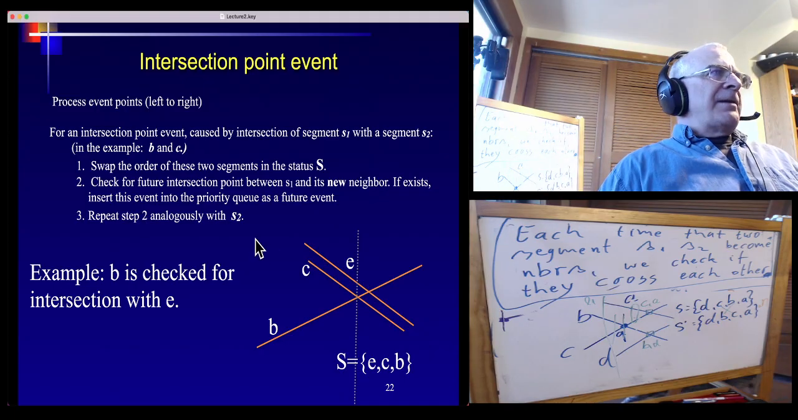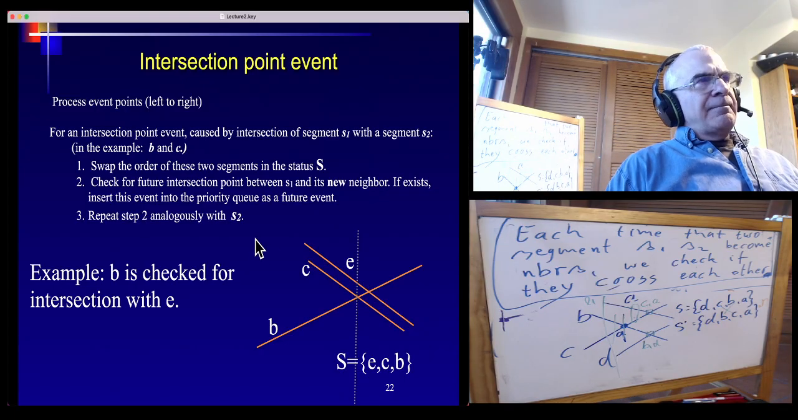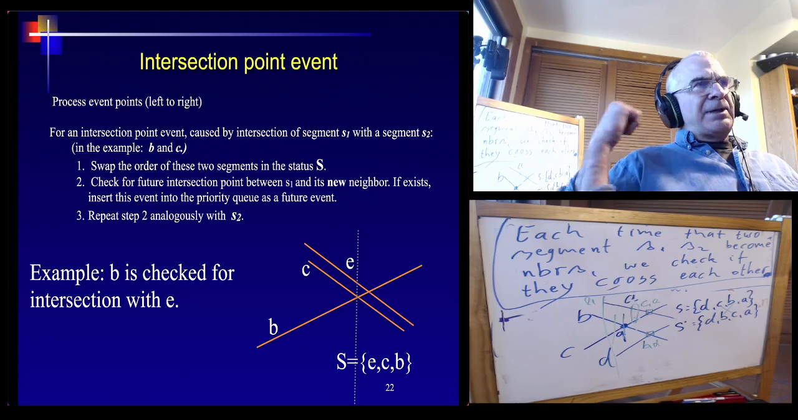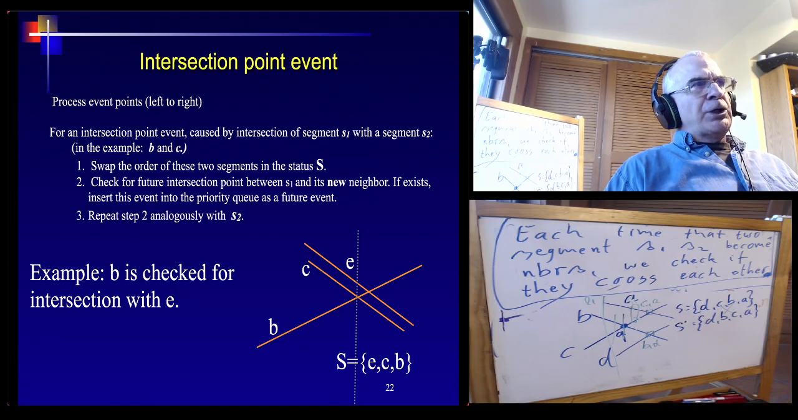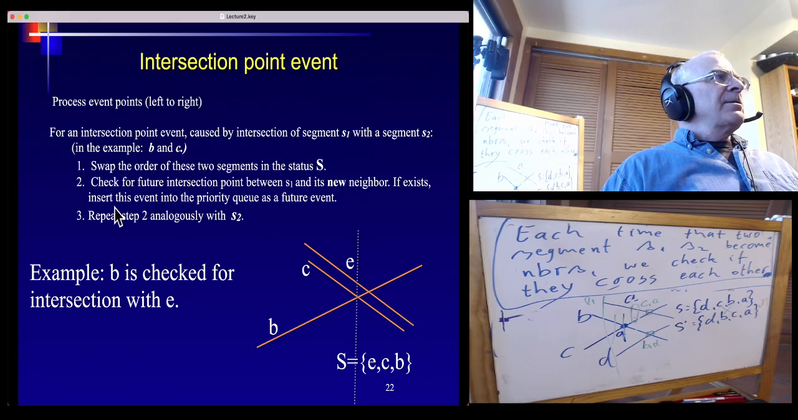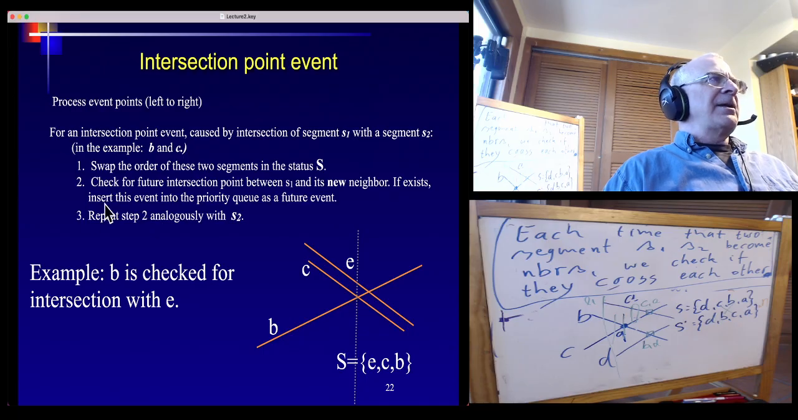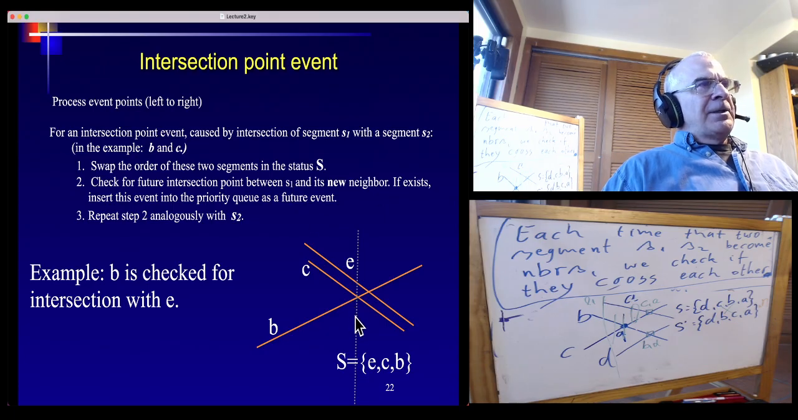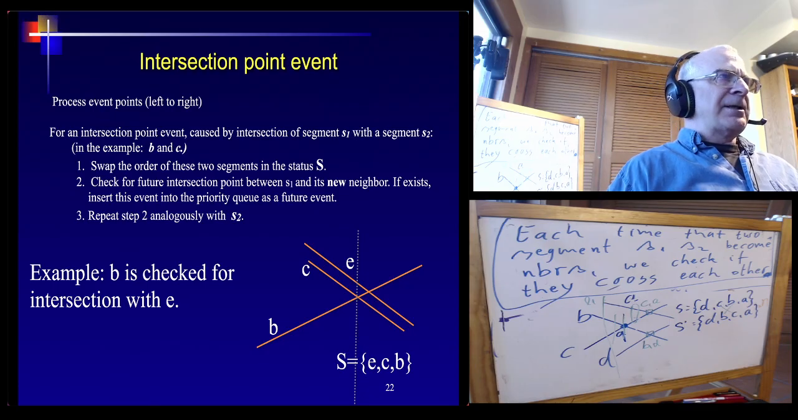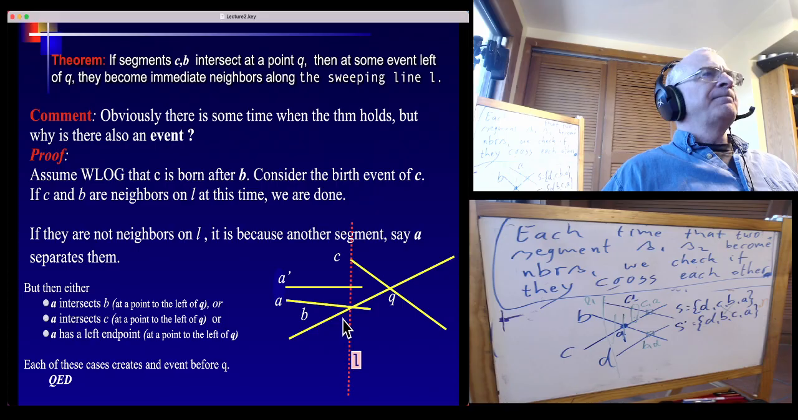And as before, every time that a new neighborhood is appearing, check for an intersection point. If there is an intersection point, place it in the priority queue, if it's a future intersection point. So here, check for future intersection points between S1 and its new neighbors. If one exists, insert this event into the priority queue as a future event, and repeat. That is, check for intersection points between S2 and its new neighbors. In this case, C doesn't have anybody below it, so there is no way to continue.